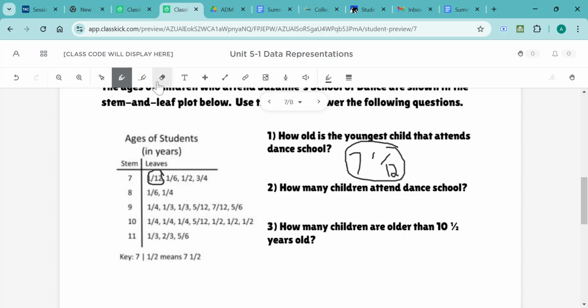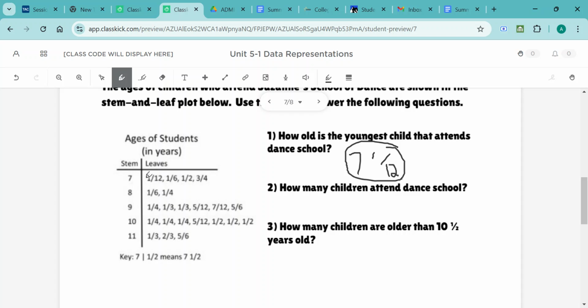All right. Next question. How many children attend dance school? How would I know that? Well, I know every single one of the students there has an age. So if I count all the ages, I will know how many total students are there. So I would not count my stems, but I would count my leaves. The amount of leaves tells me how many total whatever I have in my stem and leaf plot. I have students, so I can count all the leaves, and it'll tell me how many students I have.